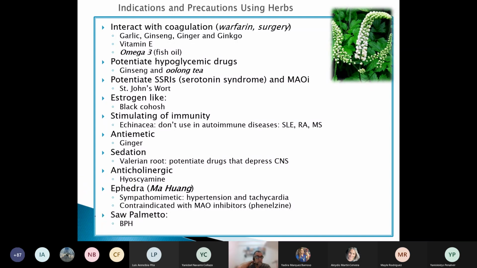But then if you are taking a potent hypoglycemic medication like a sulfonylurea, glipizide, glyburide, etc., and then you take oolong tea, then too much hypoglycemia, too much action decreasing blood sugar. Tested.